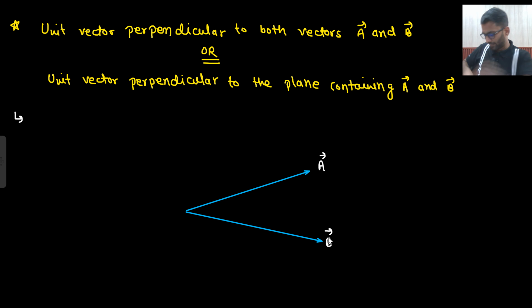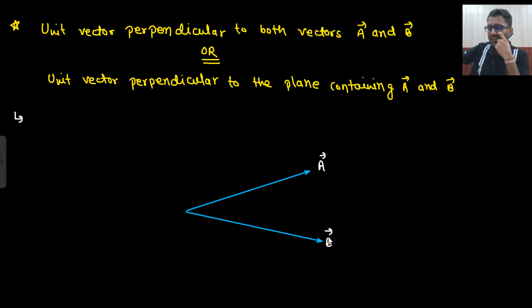Let me give you an example. This is your vector A and this is your vector B. Let's say both are like this. From both of the vectors I can make a plane which is passing through both of these vectors. Now I need to find a vector which is perpendicular to both of these vectors. What would that be? Basically, vector A, vector B, and this will be the perpendicular vector.